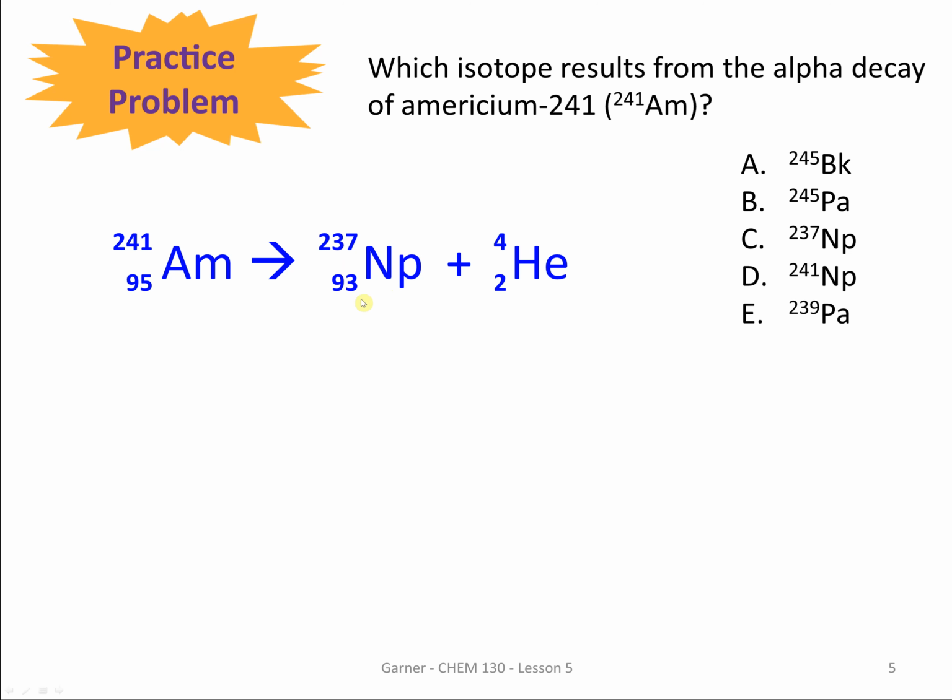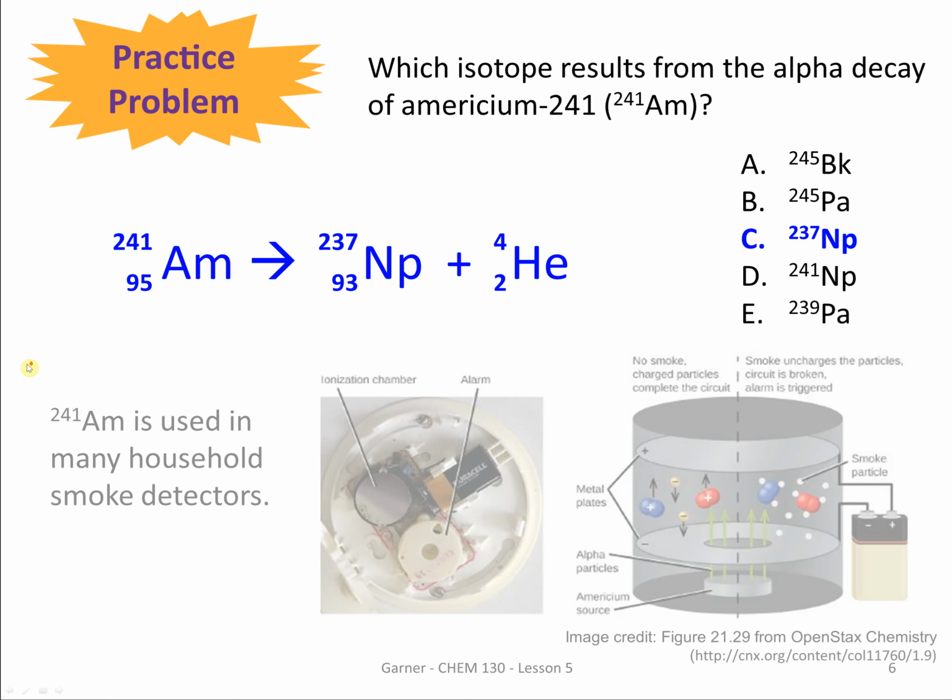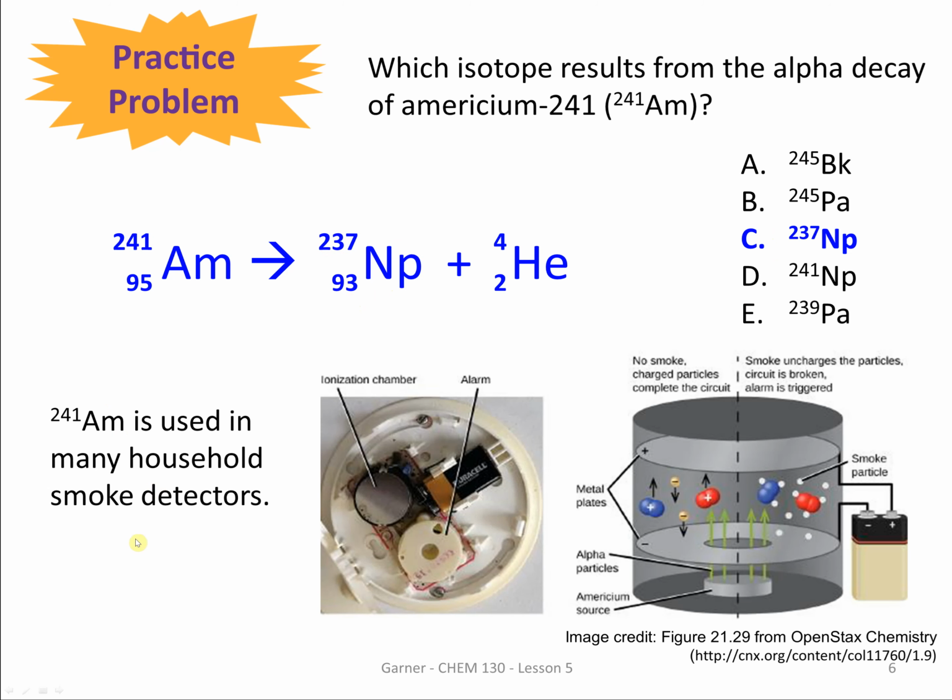At this point, I just need to compare this to the answer choices that I'm given. And it looks like neptunium-237 corresponds to answer choice C. So that's going to be my answer for this problem. It turns out that this is actually a pretty relevant isotope, and many of you may have this particular isotope in your home and not even know it.